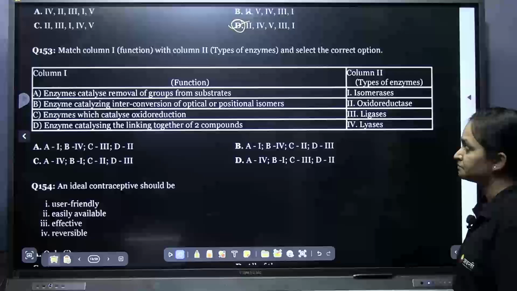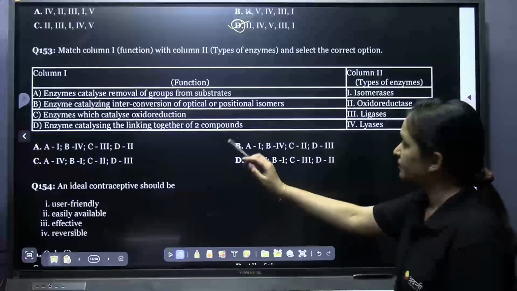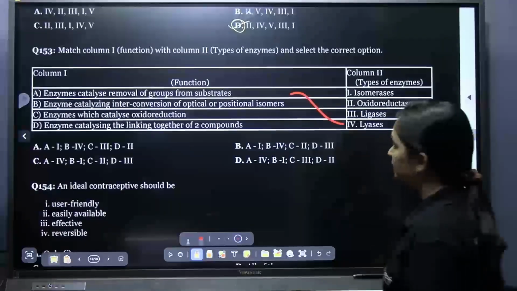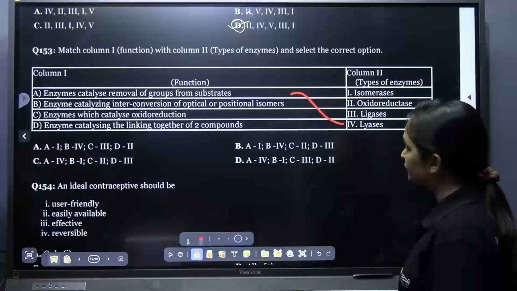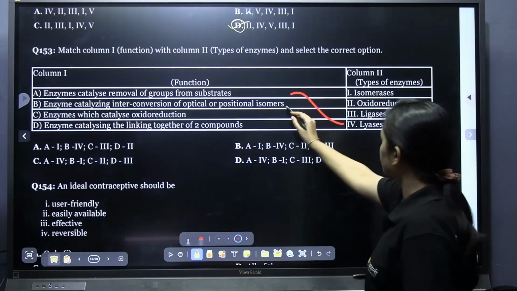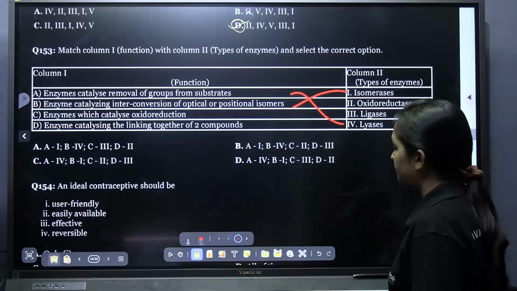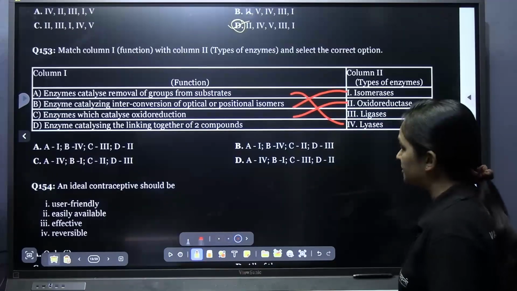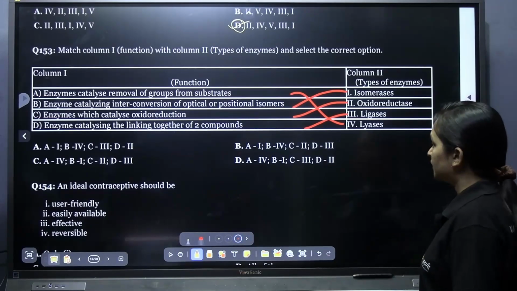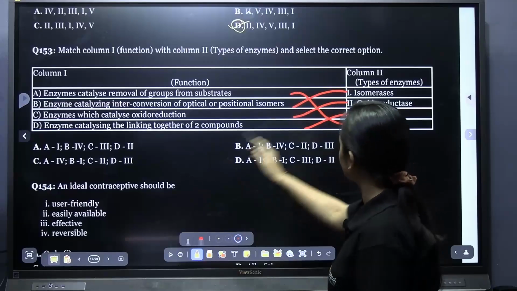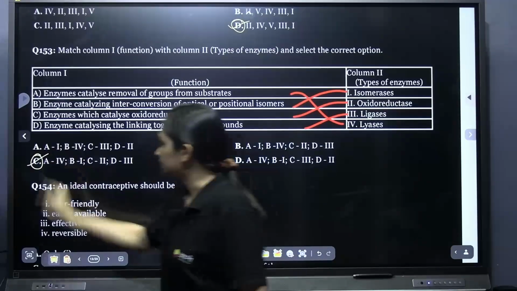Match the column. Enzyme catalyzing removal of a group from the substrate. That is done by lyases. Enzyme catalyzing interconversion of optical or positional isomers is isomerase. Enzyme which catalyzes oxidoreduction is oxidoreductase, easy. Enzyme catalyzing the linking together of two compounds, that is ligases. A4, B1, C2, D3. Yes, C is the correct answer.